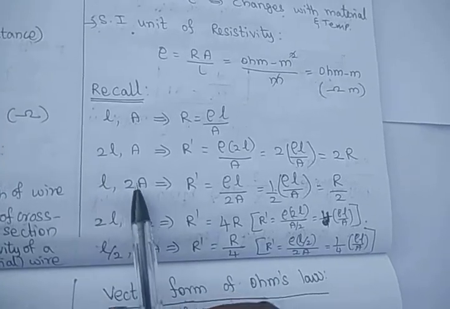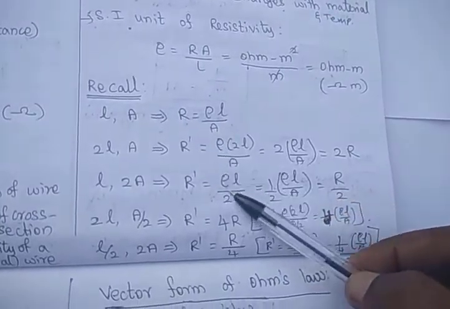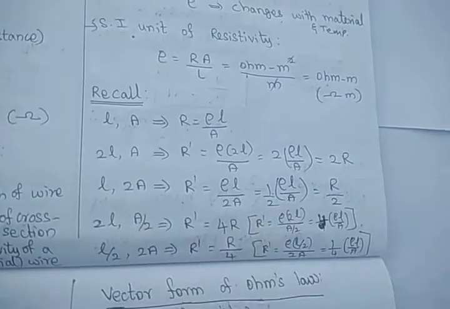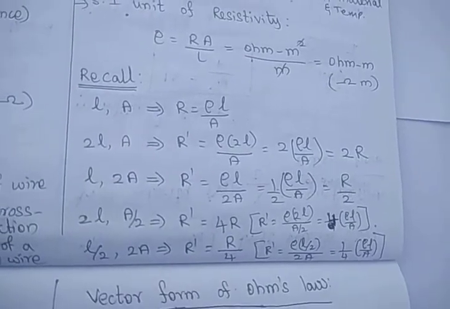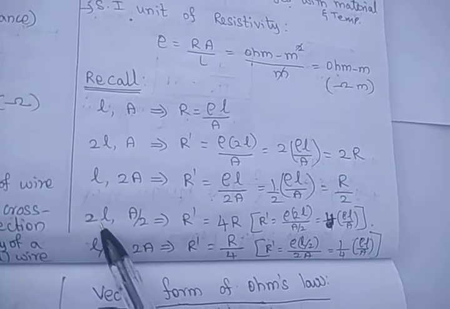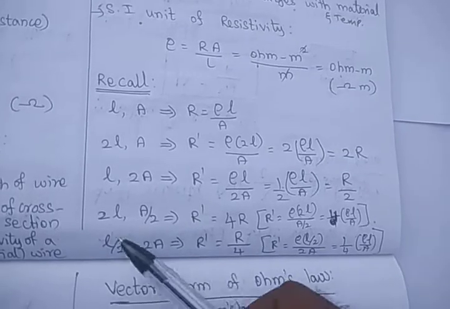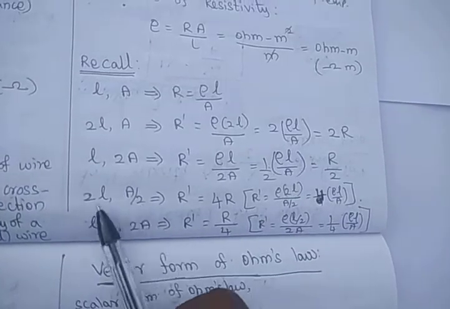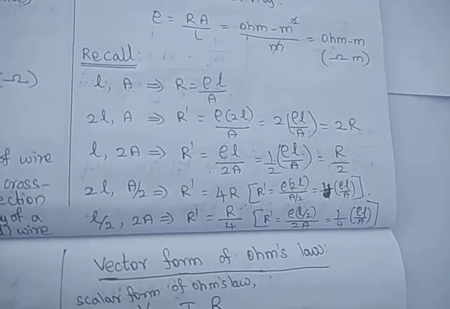If the length is the same but the thickness of the wire is doubled, with the same material, we cannot change the rho value. In all these cases the material is the same, only the dimensions, length and area, differ. If you substitute 2A here, we get the resistance halved. Similarly, when the length is doubled and the area of cross section is halved, this is the case when the wire is stretched. When the wire is stretched, elongated, the length increases but the area of cross section, the thickness of the wire, decreases. If you substitute these values, we get the new resistance as 4 times the original resistance.